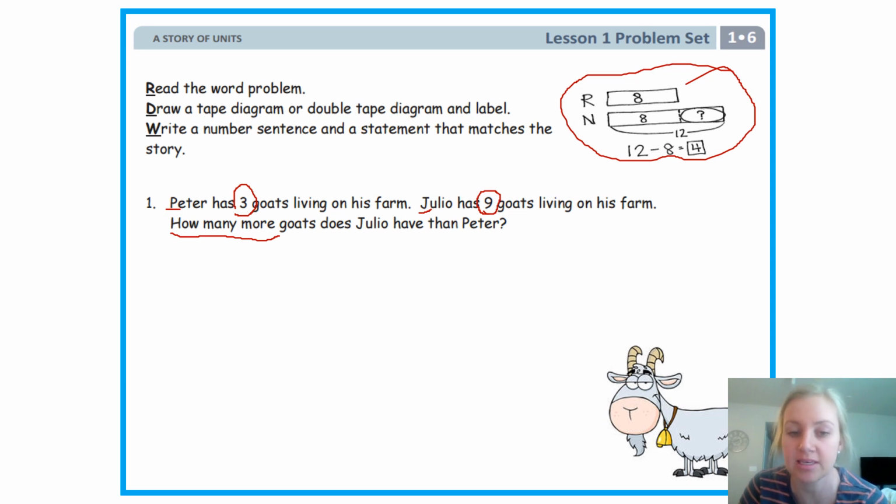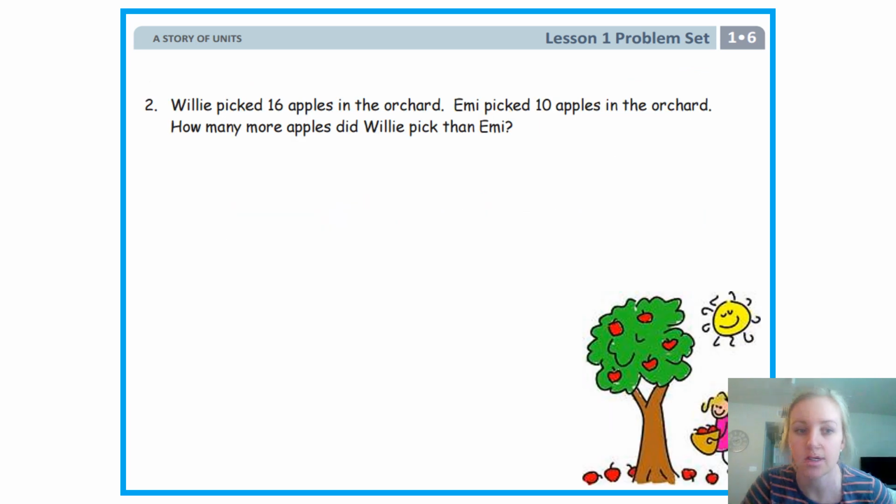If you need help with these, rewatch the video and see those keywords and how we set it up. When you hear how many more than, you know you're going to have a minus problem, but your tape diagram should look pretty much like this one. Use that as an example. That's a resource for you to use. Same thing for number 2. Use the first letter in the names and the numbers that they give you.